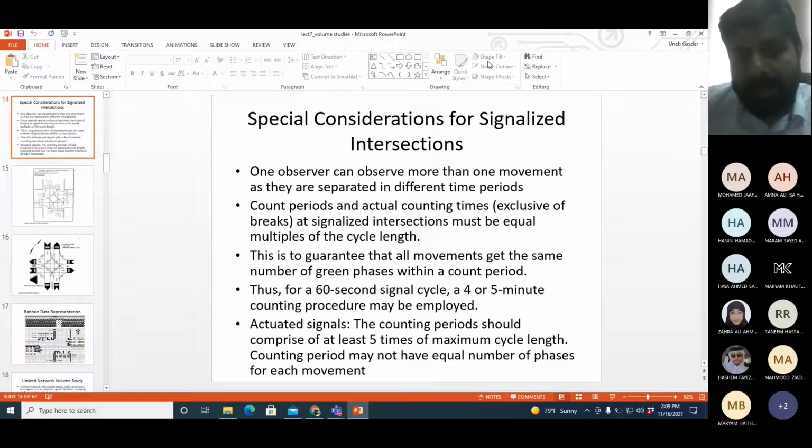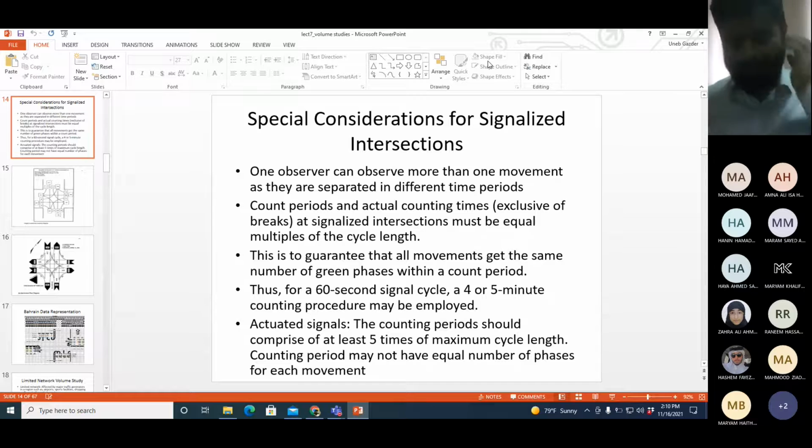So maybe cycle length now is 60 seconds. After 10 minutes, it is 70 seconds. So which cycle length should be taken for calculating the counting period? It should be the maximum cycle length. Okay. So in your observation period, the maximum cycle length the signal can go up to is 120 seconds. So the actual counting period should be a multiple of 120. That's it. Within the 10-minute period or within your counting period, it is going from 120 to 110 to 90 to 70. Not your concern.